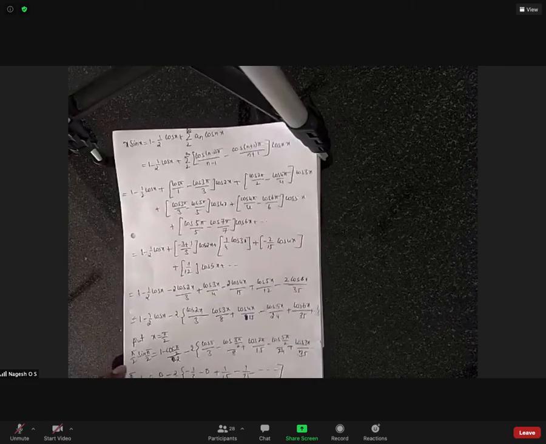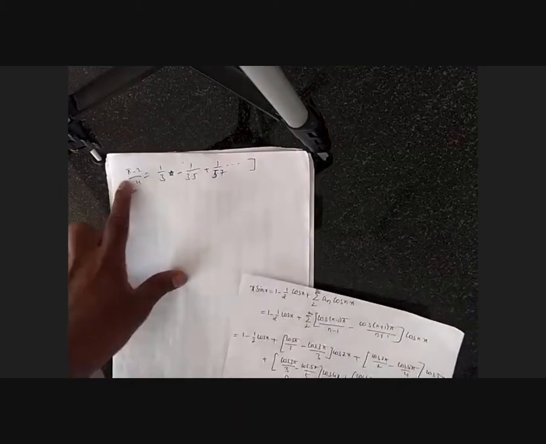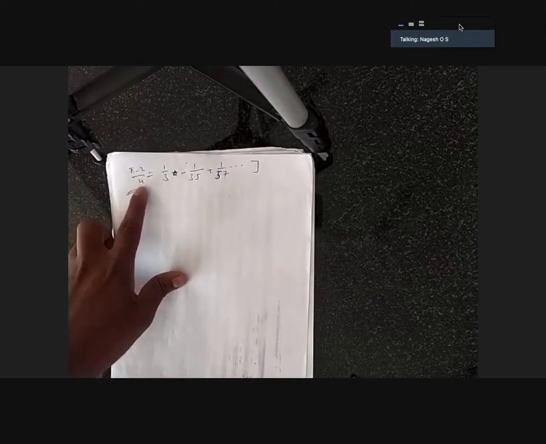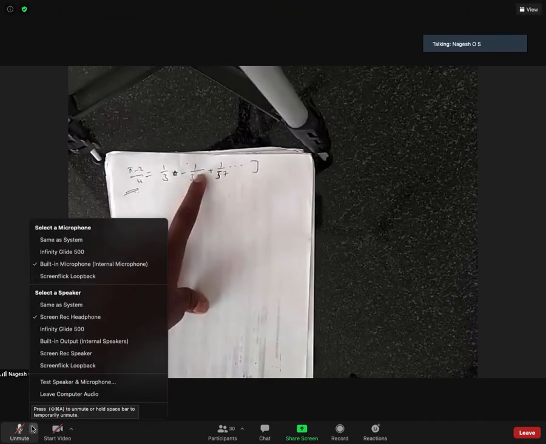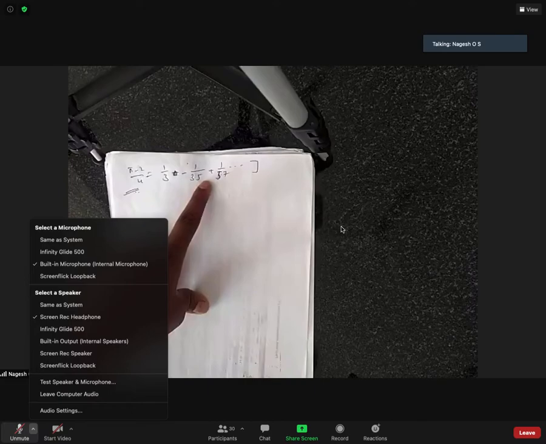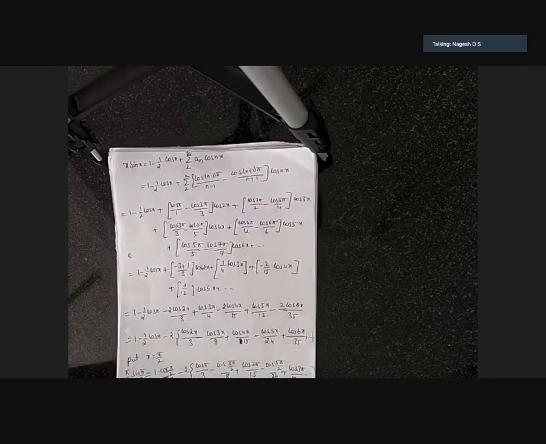Ask this question. Show how that... this 5 by 2. In the question it is asked like this: 5 by 2 minus 4 by 4 equal to 1 by 3 minus 1 by 3 into 5 plus 1 by 5 into 7. How does this come? We asked that. So this is the answer.